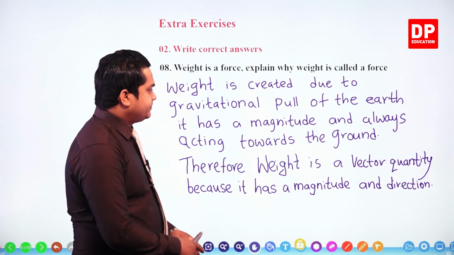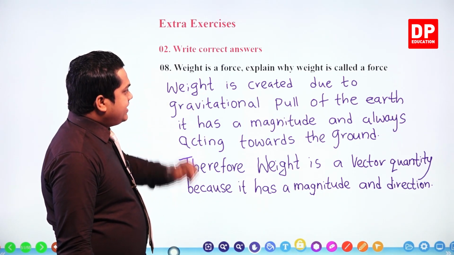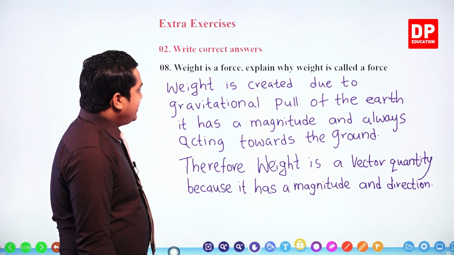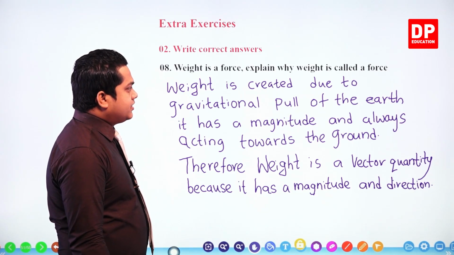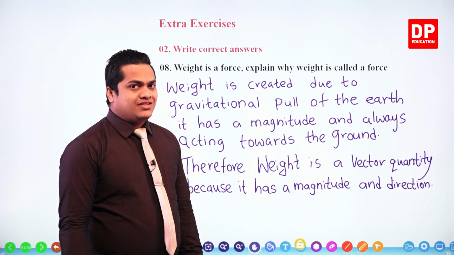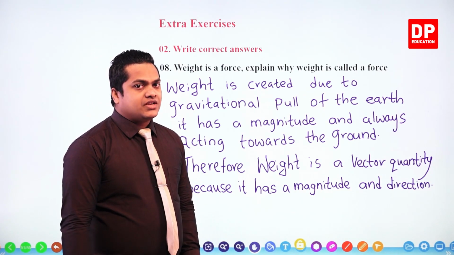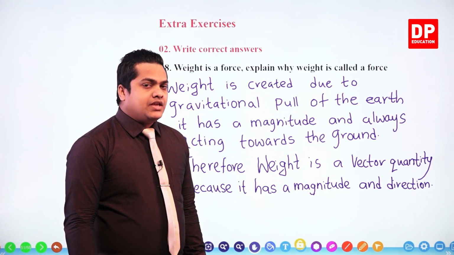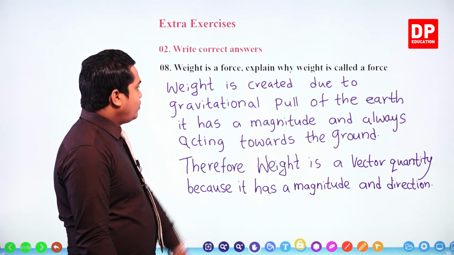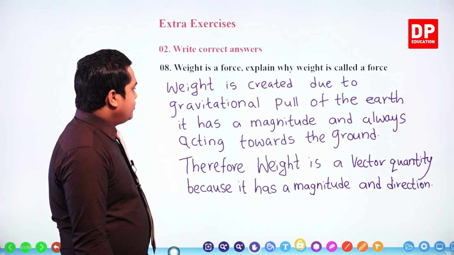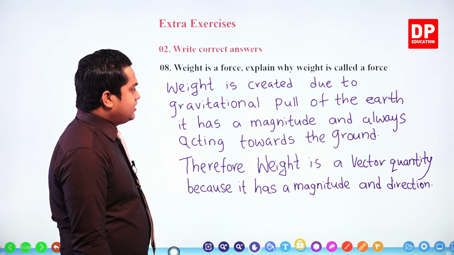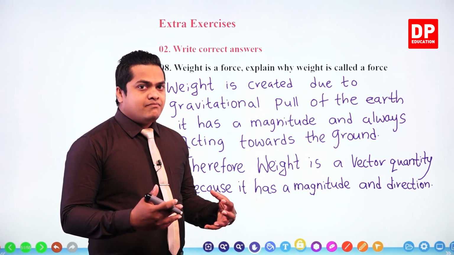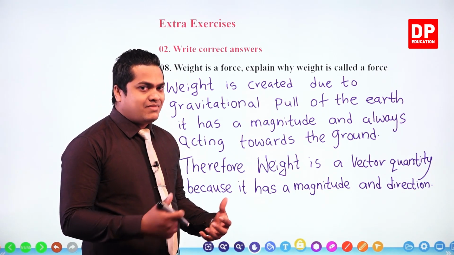Once again, let's see. Weight is created, you know that weight is created due to gravitational pull of the earth. It's a pull which is acting towards the ground. Each and every object is pulled towards the ground by a certain force. This force is the one which is referred to as the weight. So weight is created due to gravitational pull of the earth. It has a magnitude. You know that if it is a pull, then we can measure that pull. So it has a magnitude.